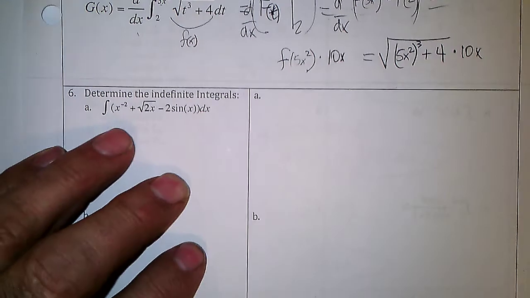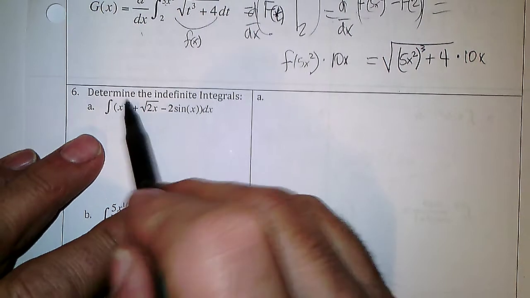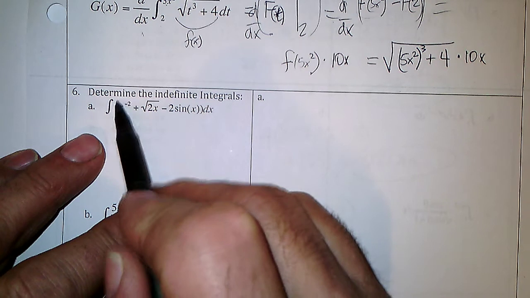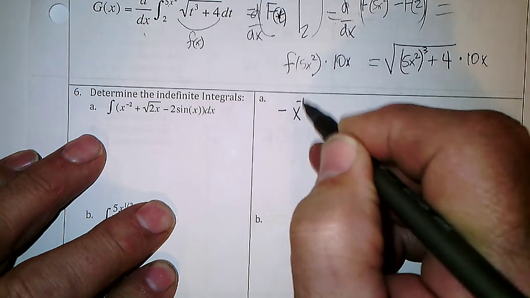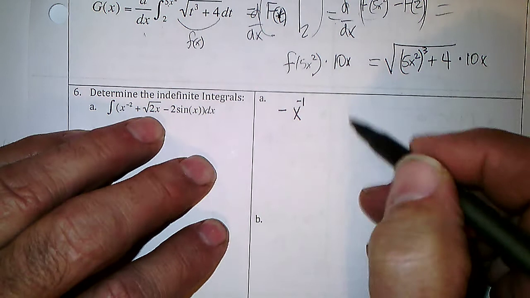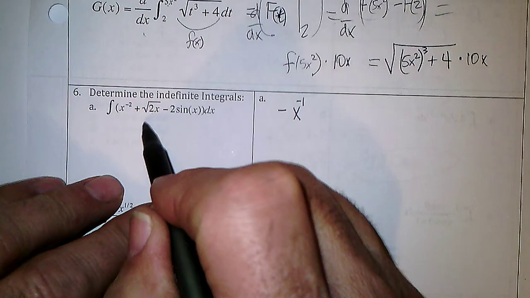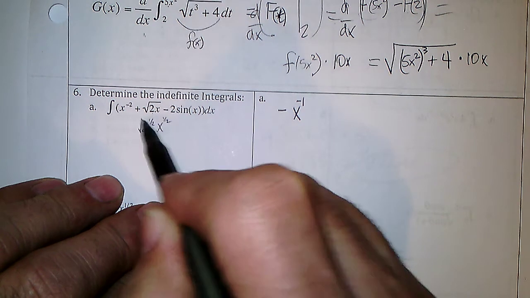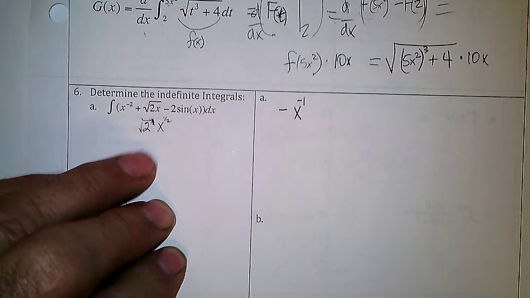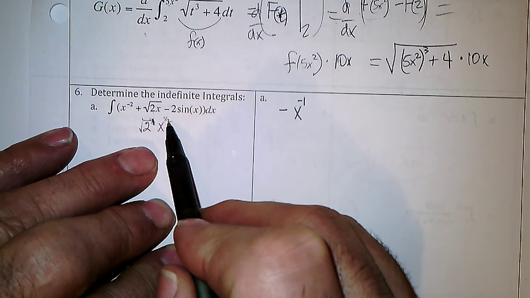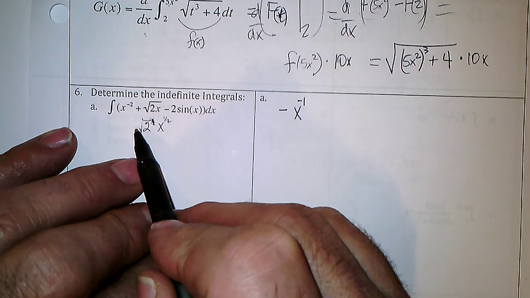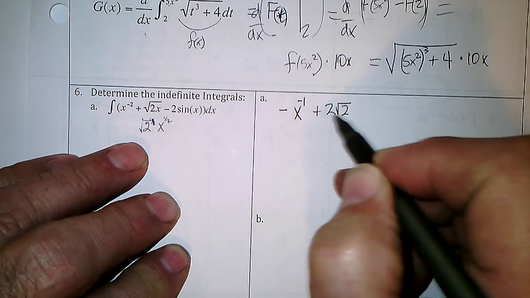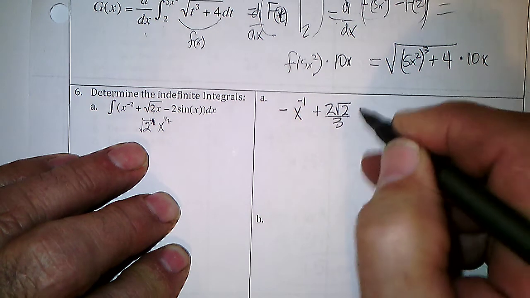Okay, find these indefinite integrals. If you're going to integrate x to the minus 2, you add 1 to that, it's minus 1, and you divide by that, so it becomes minus x to the minus 1. This one, you integrate, well, this is 2 to the 1/2 x to the 1/2, or square root of 2 if you wish. To integrate x to the 1/2, you add 1 to it, and it becomes 3/2, so you take it times 2/3. So we're going to have plus 2 square root of 2 over 3, x to the 3/2.